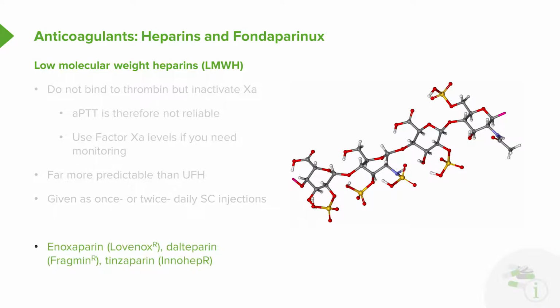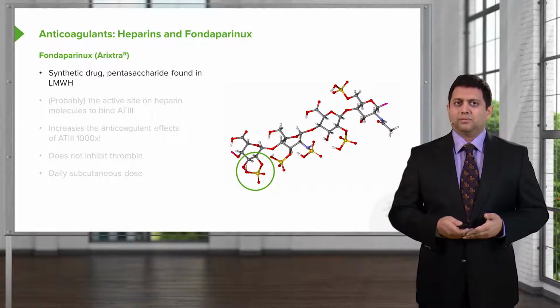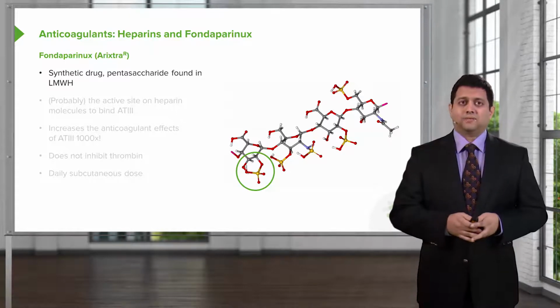The most commonly used are enoxaparin, dalteparin, and tinzaparin. There are others that are on the market, but these are the ones that you're going to see on your exam. Just remember the suffix, and you should be able to identify the low molecular weight heparin. The next interesting drug in the anticoagulation world with respect to heparin is fondaparinux.